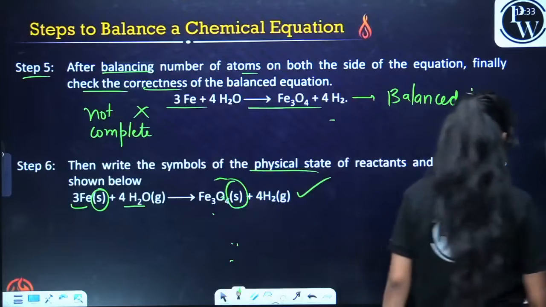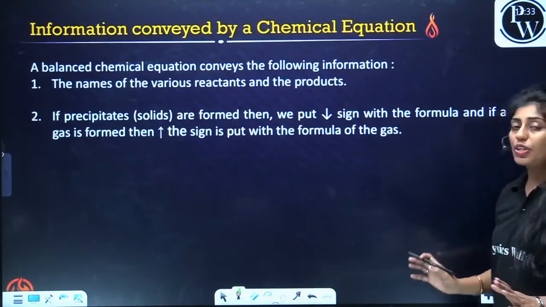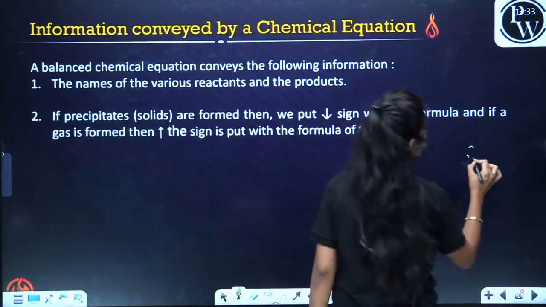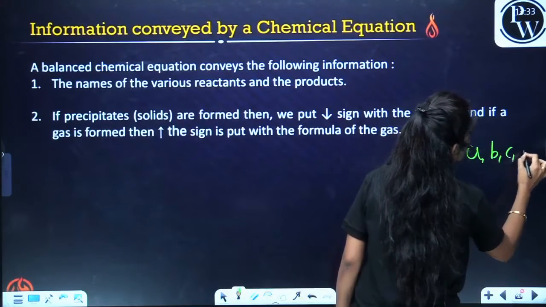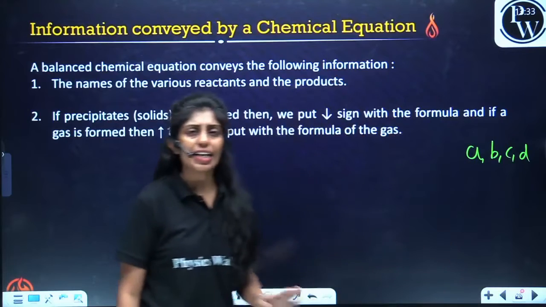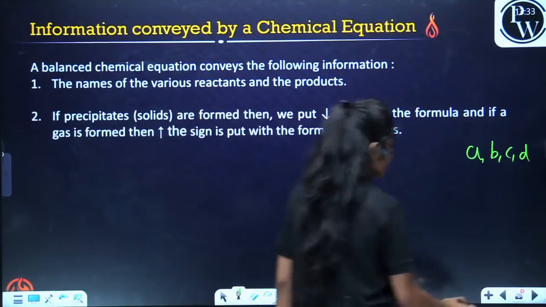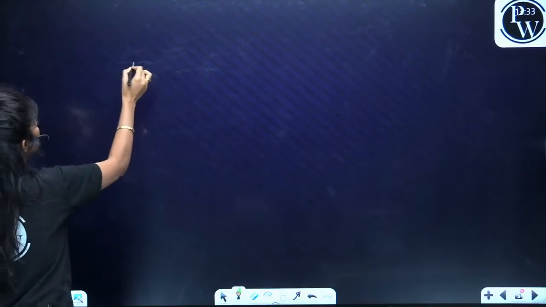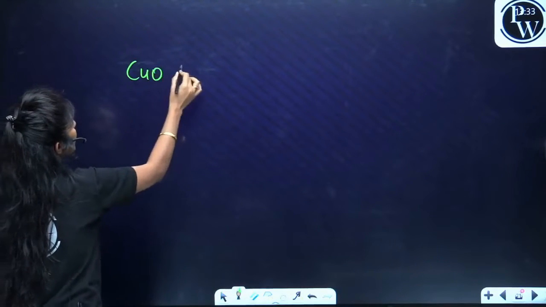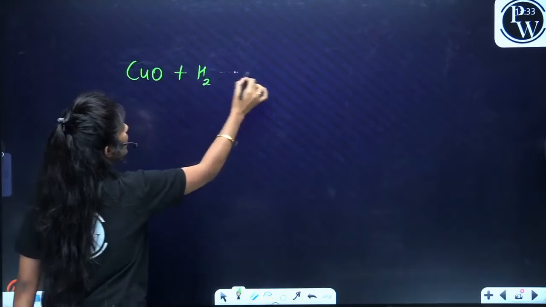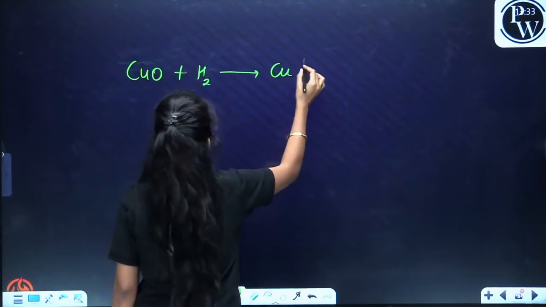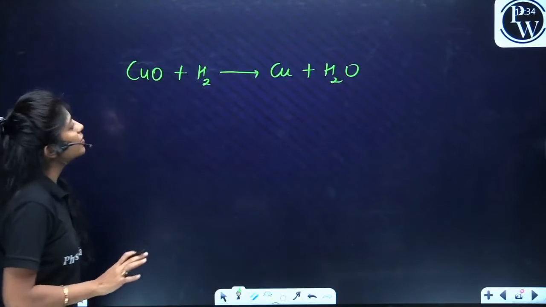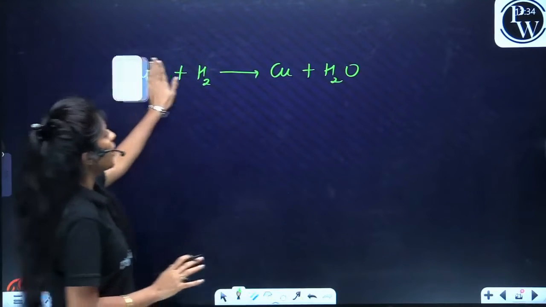So are we good with balancing of the chemical equation? Yes, there is another method also, that is the ABCD method. Okay, so we will also be discussing that ABCD method. Let's discuss that only. Suppose I have copper oxide reacting with hydrogen, giving copper plus H2O. But this reaction is already balanced, isn't it? Yes, this is a balanced reaction.